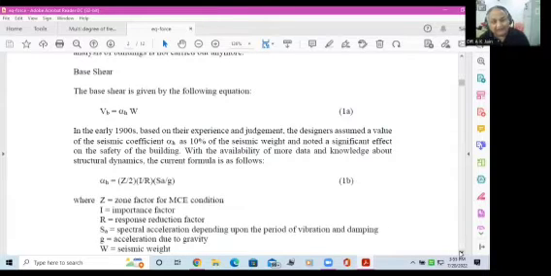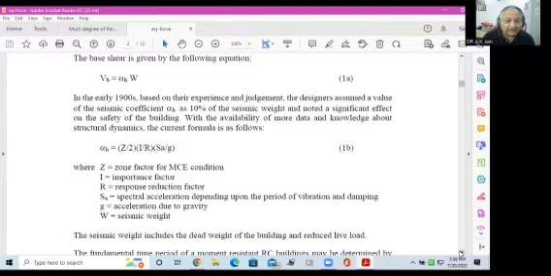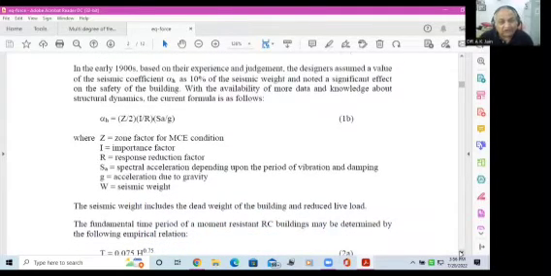Now, that became a benchmark. That means in a severe seismic zone, we take alpha H as 10% of W, that is the dead weight of the building, or maybe some small live load also, and we get the total earthquake force at the base of the building. Of course, that was at that time in the 1900s. And now we have a much better understanding of earthquakes. We have a lot of instruments, and we have so much knowledge now of the materials and so on.